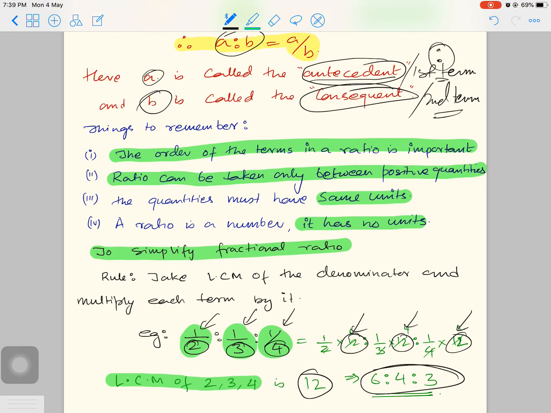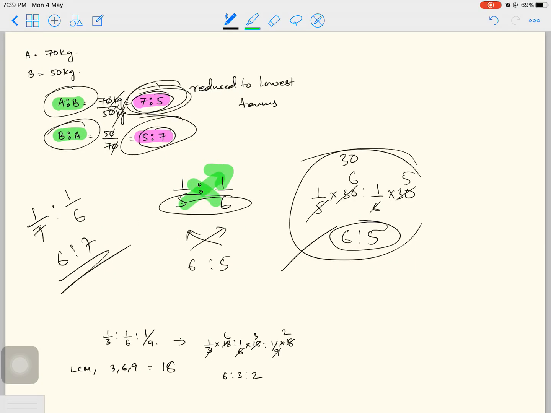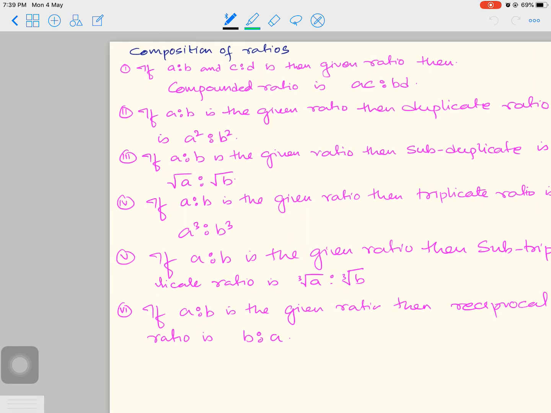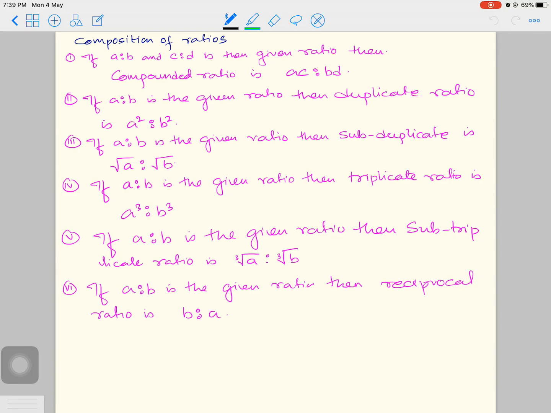I've already given the notes for this in the previous assignment that I had sent in the website. Okay, now let's come to the composition of ratios. Very simple. Another simple concept here. Composition means many ratios can be combined, ratios can be squared, taken root, and there are names to this. So what are the names of these different compositions of ratios?